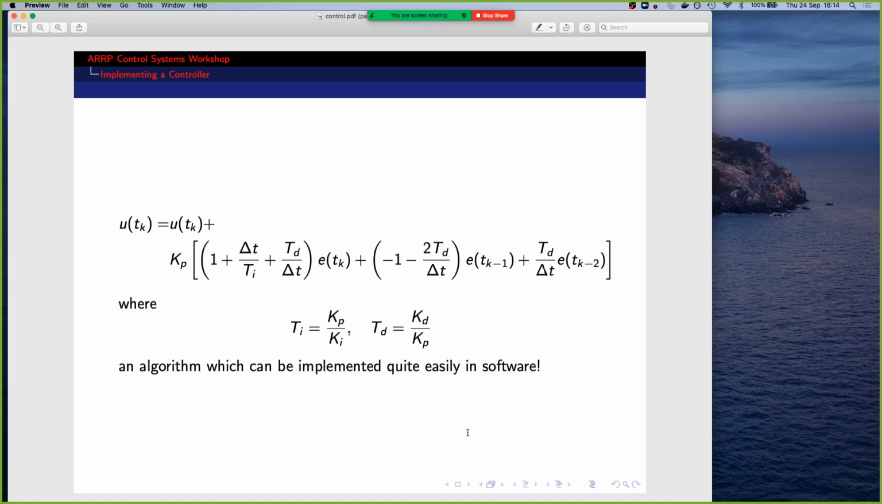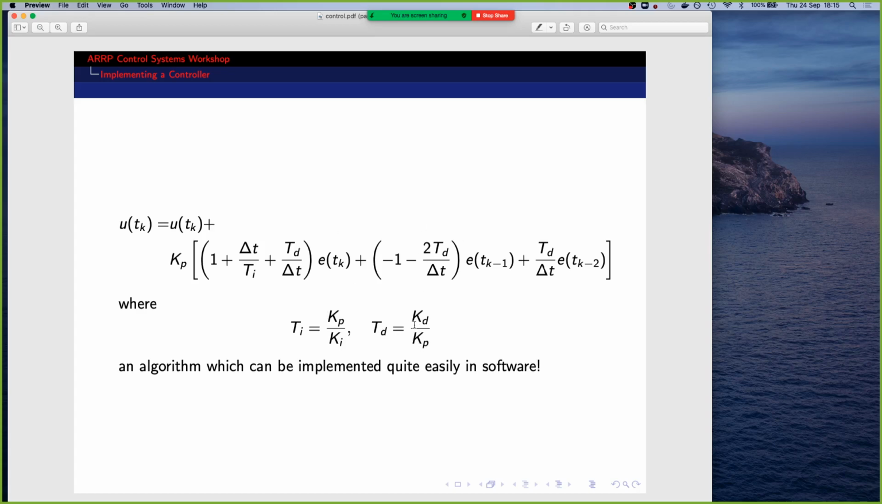There's a lot of terms there, much more so than a simple derivative and integral, but that's all that's coming through. If we're implementing it with a time step of delta t, that's the difference between successive updates of our system, tk being the current time, the control signal at our current time equals, this should actually be tk minus 1 there, that's my bad. And then we've got some other terms here which have to do with kp. We can see a ti here, which has to do with ki and kp, and a td here, which has to do with kd and kp.